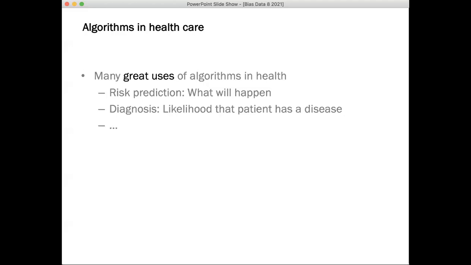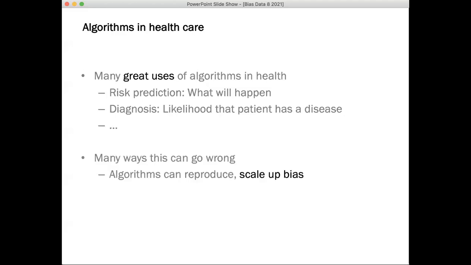Diagnosing people with certain illnesses. All of these things are great jobs for algorithms because they involve processing a very complex set of data into a probability estimate, for example, of the likelihood someone's having a heart attack. But at the same time, as I've learned from some of my own research, there are lots and lots of ways that algorithms can go horribly wrong. And in particular, the thing I want to talk about today is how they can reproduce and even scale up biases and inequalities and structural problems that affect our healthcare system and end up making their way into algorithms.